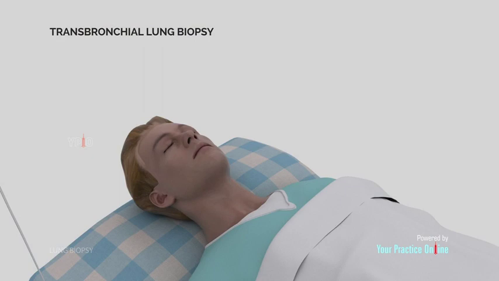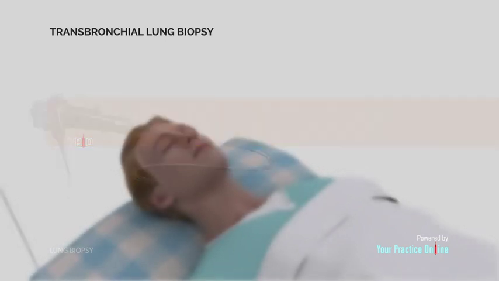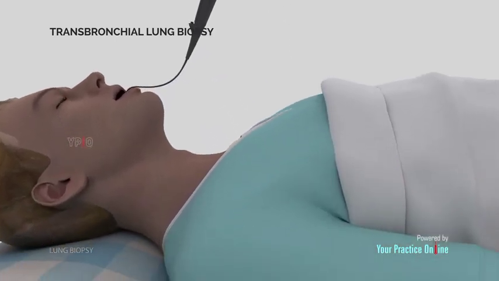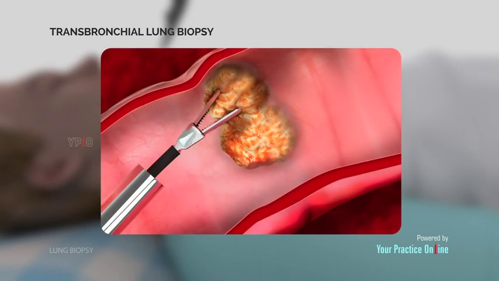Transbronchial lung biopsy. This is a type of biopsy in which a bronchoscope, a thin, long fiber optic tube with a light source and tiny camera, is passed through the nose or mouth, down the throat, and into the main airways of the lungs after numbing the nose or throat with an anesthetic gel or spray. Tiny tools are then directed through the scope into the suspicious lung site to extract a sample.